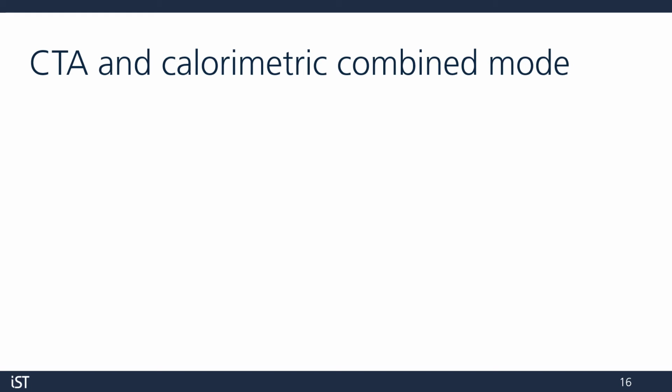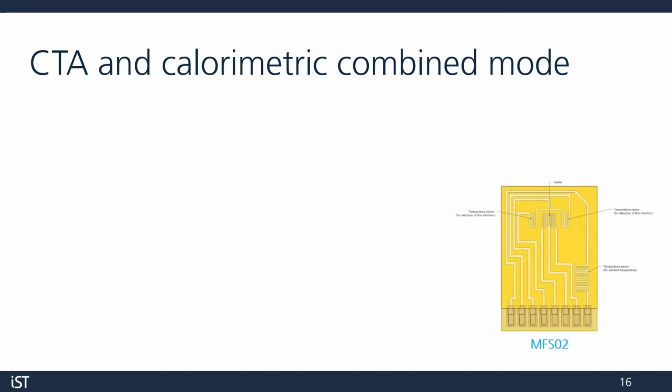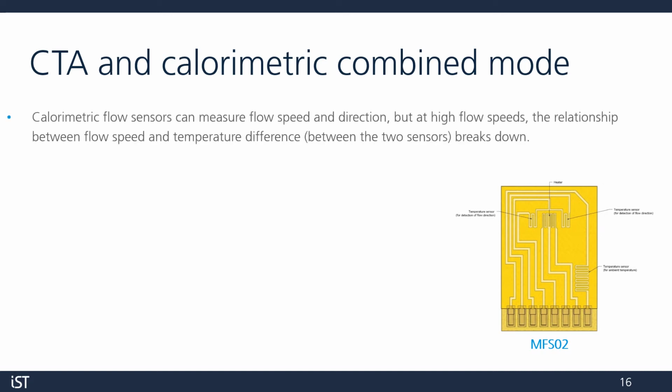I mentioned the CTA and calorimetric combined mode before. Let's take a look at this using an MFSO2 chip as an example. Calorimetric flow sensors can measure flow speed and direction, but at high flow speeds this doesn't work well. The relationship between flow speed and temperature difference breaks down.